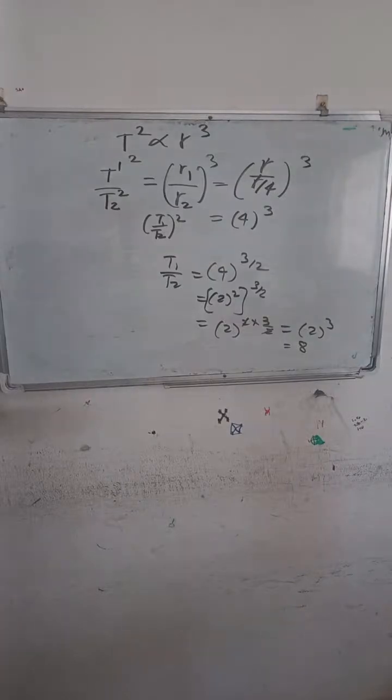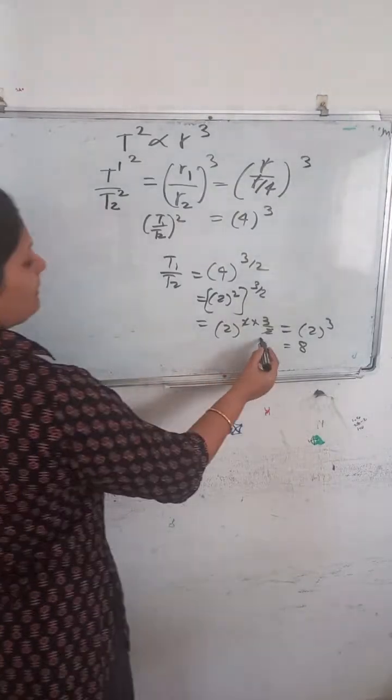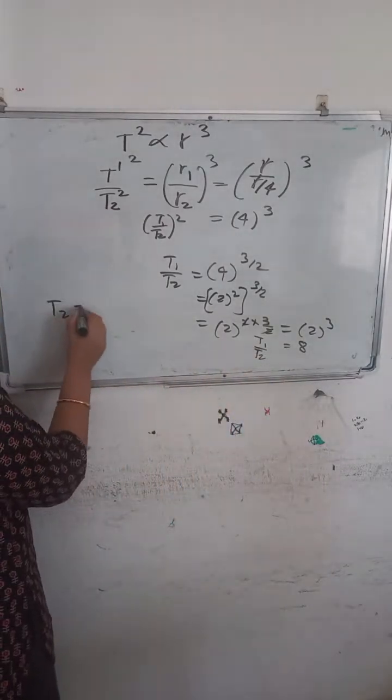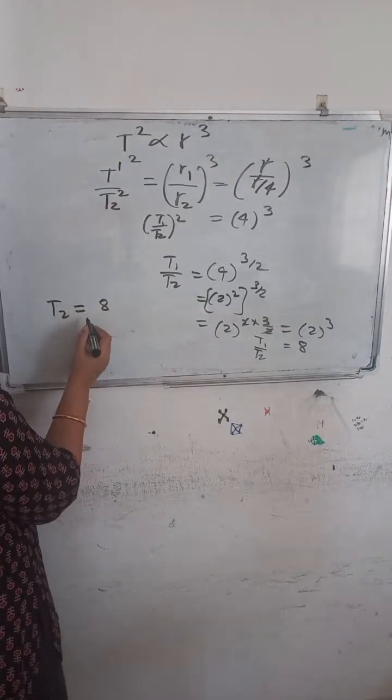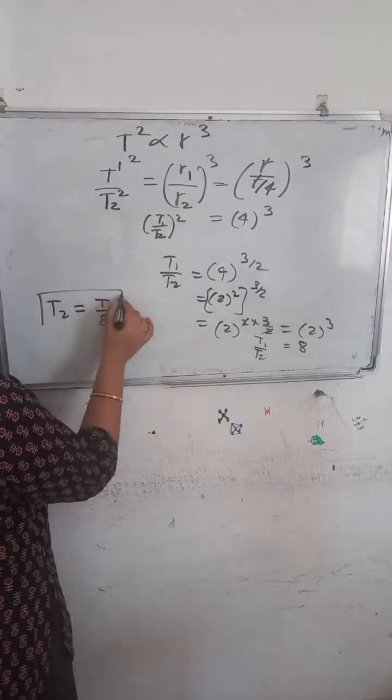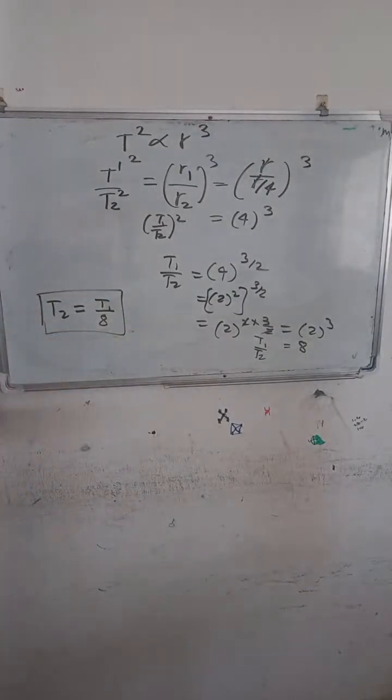They are asking for the time period for the second case. So I am getting T1 by T2 is 8, and they are asking T2. So T2 is nothing but T1 by 8. This is the answer. So check which one is the correct option here. Option A, 1/8 of the present year. This is the answer.